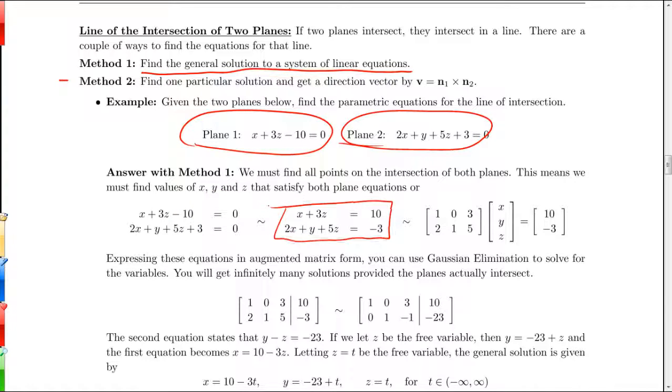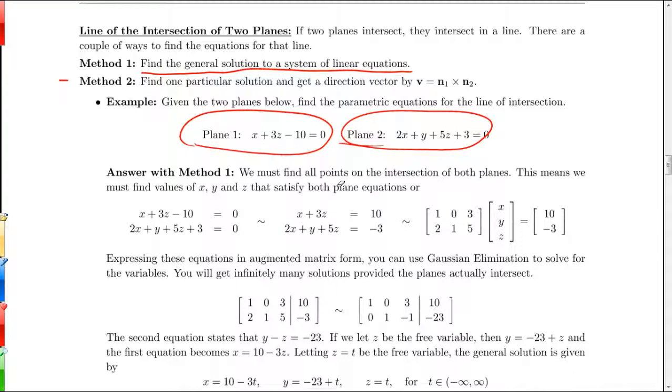And then I'm going to put this in a matrix form. So I have a 1 in front of my x, I have a 0 in front of my y, and a 3 in front of my z. So I have 1 times x plus 0 times y plus 3 times z. That's the first equation, equals 10. That's actually the first equation.